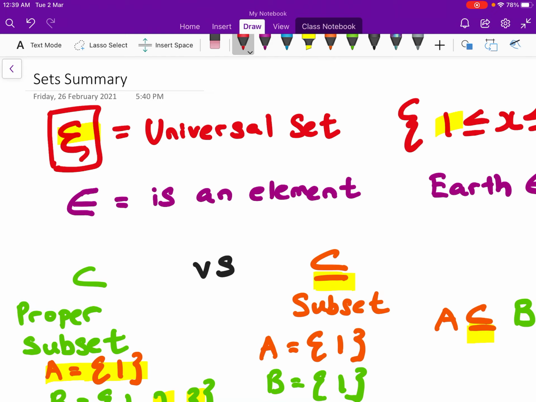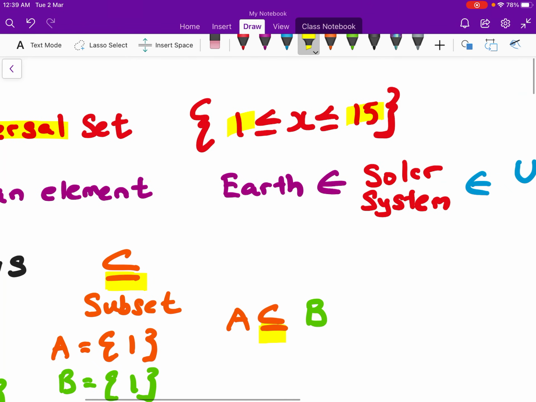Number one is this weird looking thing. This is what I call a universal set. In every set question, you will always be given a universal set, because when you are dealing with numbers, numbers can go to infinity, so they must limit some numbers for you. Let's just say the universal set is equal to 1 or more to 15 or less.